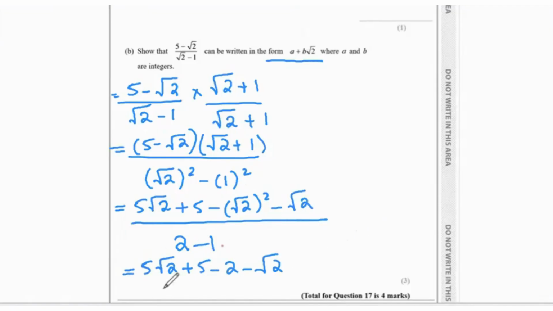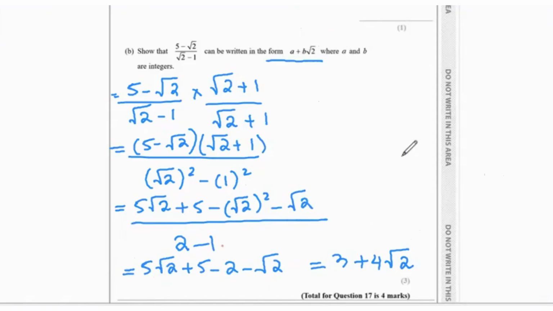2 minus 1 is 1. So the denominator is 1. Collect the like terms. 5 minus 2 is 3. 5 root 2 minus root 2 is 4 root 2. And as you can see, the format is exactly the same as in the question. So this is your answer.